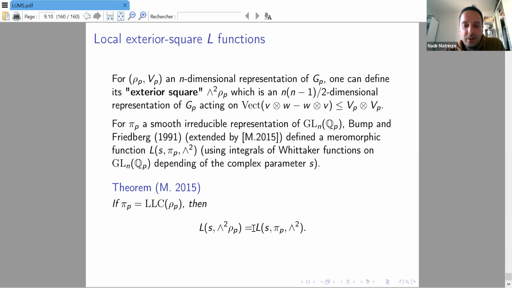In fact, for example, I'll just say one last thing: this L function having a pole at 0 means that the representation pi_p admits a local period with respect to some Levi subgroup of GL_n(Q_p). So it's related to the theory of periods in the theory of automorphic forms.